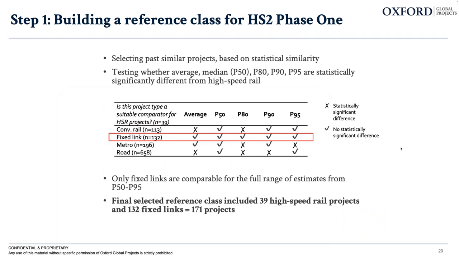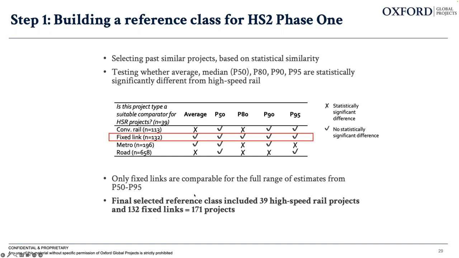So then, OGP coming in to do reference class forecasting for the HS2 team. Step one is building the reference class for HS2. We did this by selecting past similar projects based on statistical similarity. So we wanted to test if these other projects could be pooled with high-speed rail projects. We had 39 high-speed rail projects. We looked at conventional rail, fixed link, metro, and road, and found that only the fixed link across the distribution is not statistically different from high-speed rail. So we did a final selection of the reference class to include 39 high-speed rail projects and 132 fixed link, equal to 171 projects in the reference class.